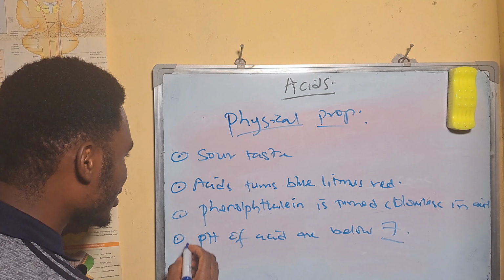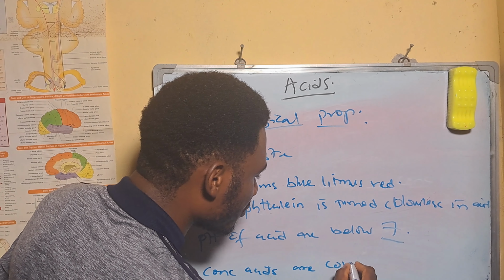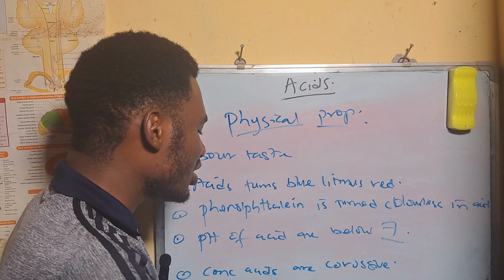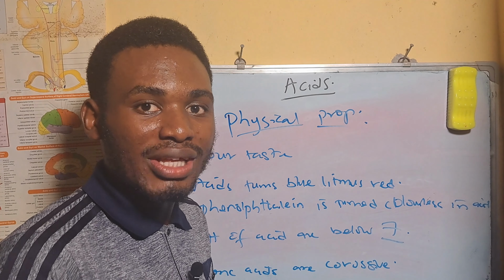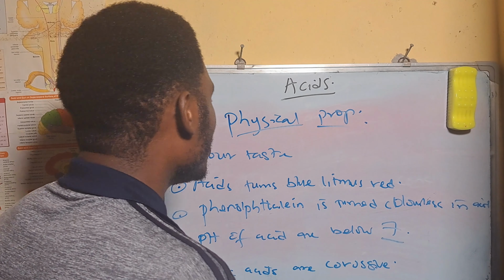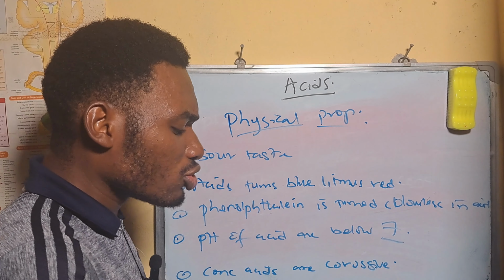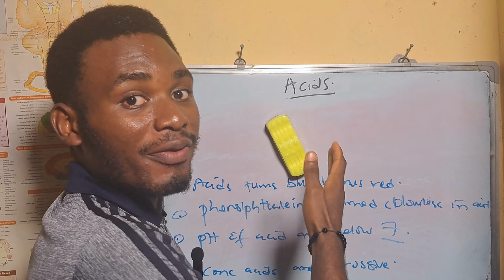Another property of acids is that concentrated acids are corrosive. This is the burning effect. Once these concentrated acids touch your body, they tend to corrode your skin, so they are usually harmful to the body. So these are some of the physical properties that you can get from acids.